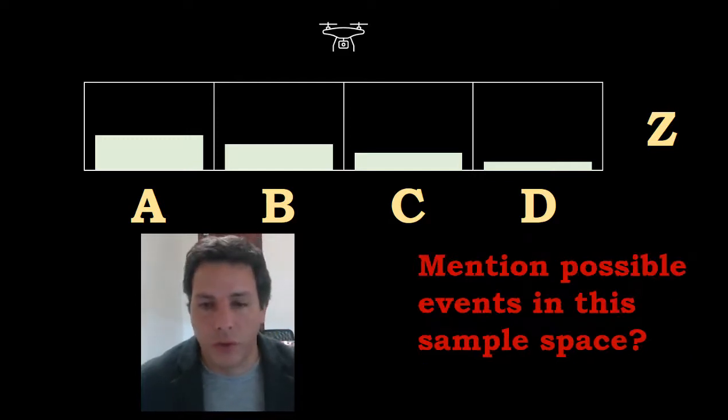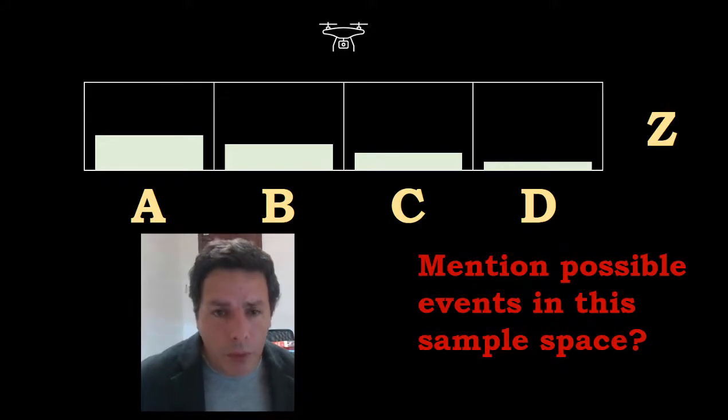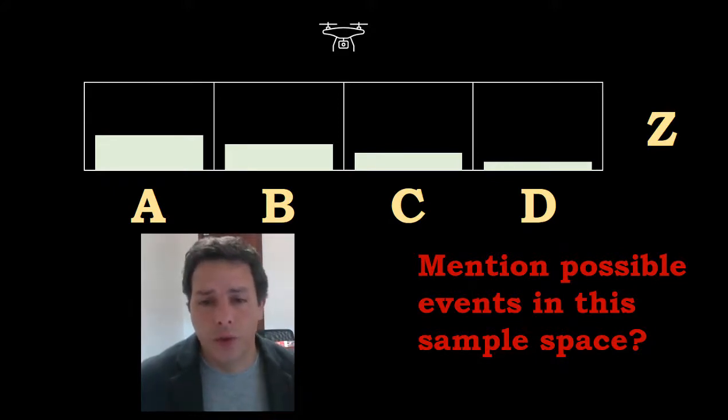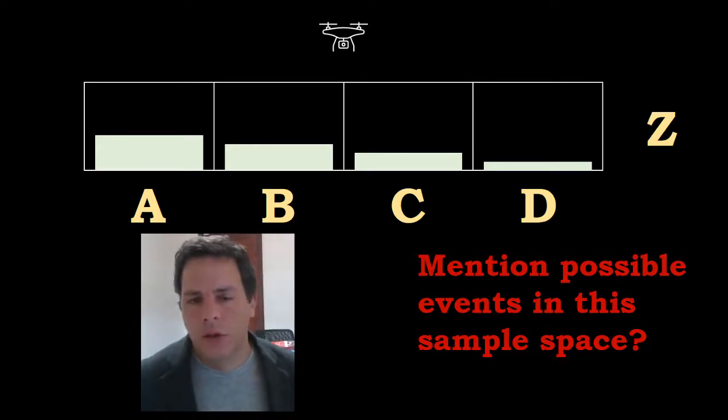Okay, so second question. Mention possible events in this sample space. Okay, try to answer the question. Come back. Now, possible events are combinations of outcomes, or it could be any subset of that set of possible outcomes. So instead of being just A, just A is an event. What's the probability that the drone lands in A? Well, A in that case would be one event. Or B is also an event. C is an event, D is an event.